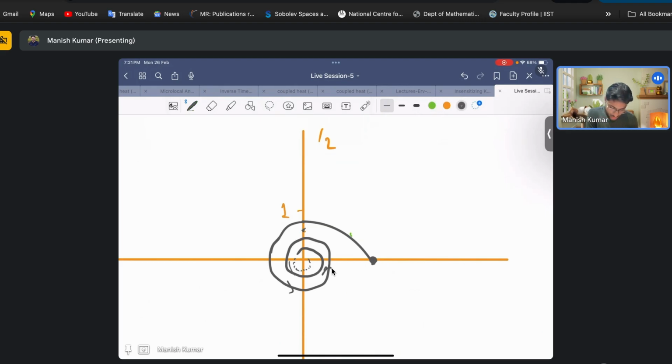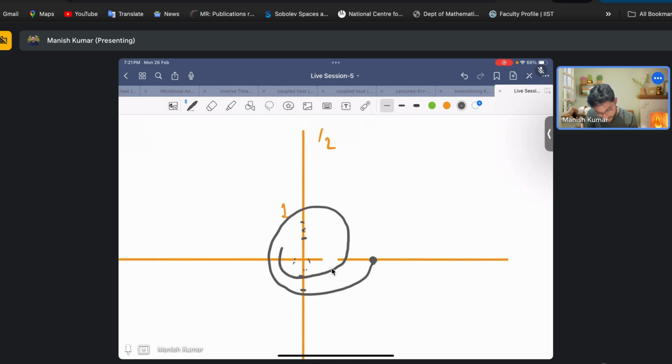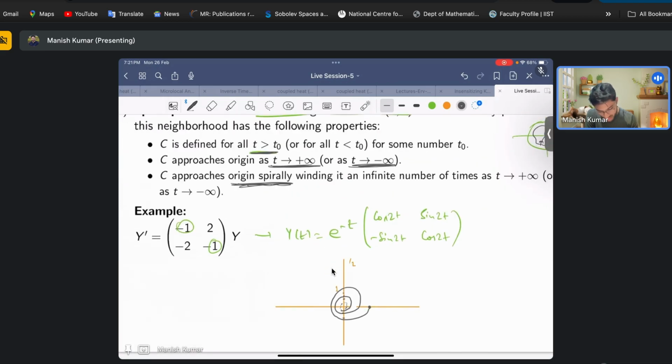So how should I draw? Let me draw it in this way. Here we saw, let me draw and then I'll mention what it would be. So here it would be like this. You can check this one by yourself. The main reason is the sign of this one.